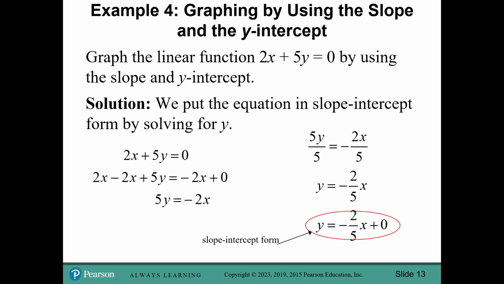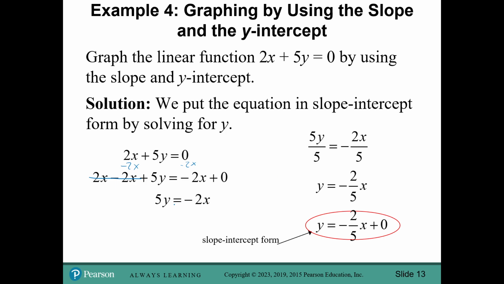In order to do that, we've got to get y by itself. Once we solve and get y by itself, then we'll have it in slope-intercept form, and we can use the slope and the intercept from that simplified slope-intercept equation to plot our points. So the first thing we want to do to get y by itself is subtract 2x from both sides, so that the 2x's cancel out, and I'm left with 5y equals negative 2x.